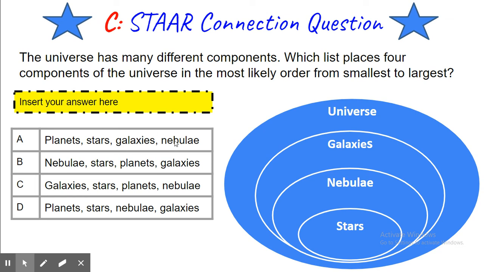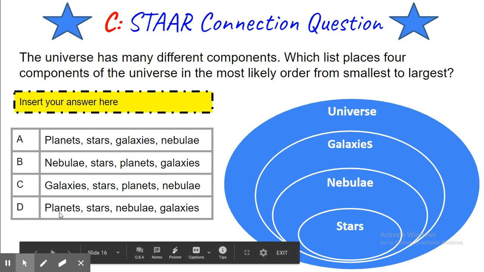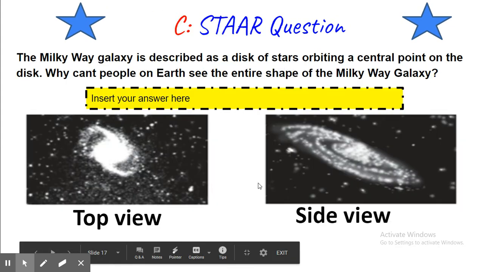No, because a nebula is smaller than a galaxy. Nebula, stars, planets, no, because a planet would be the smallest. So I'm looking at letter D. Planets, stars, nebula, galaxies. Yes, a planet is smaller than a star is smaller than a nebula is smaller than a galaxy.